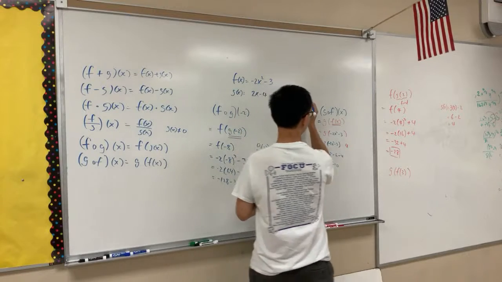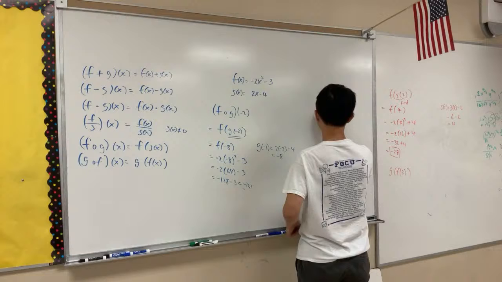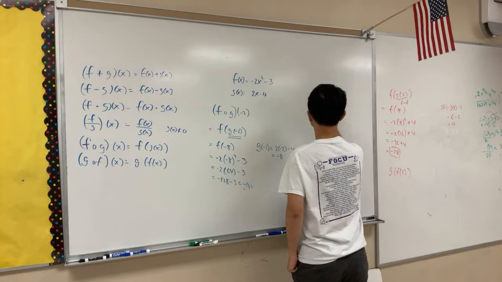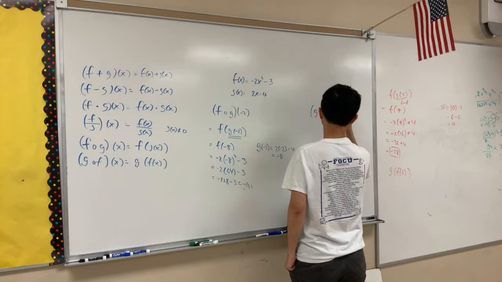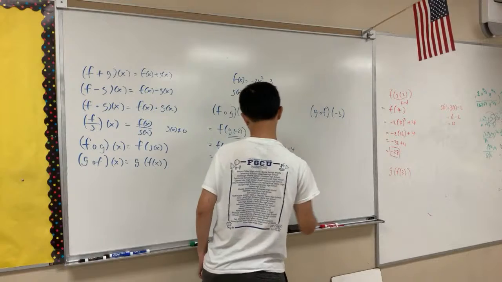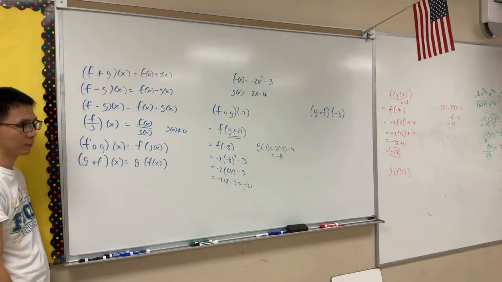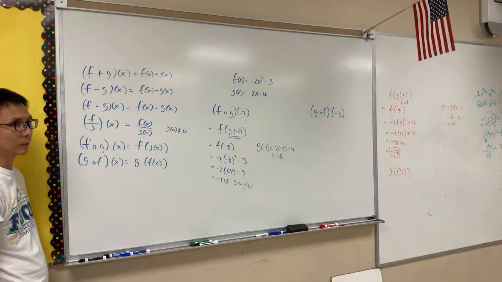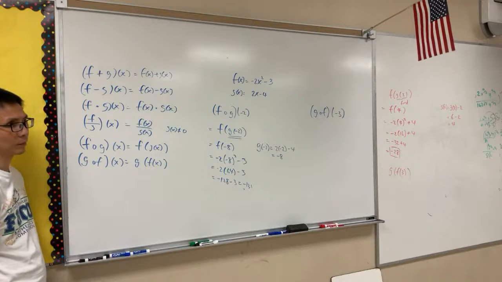So you're going to try one. It says f of g, no, sorry, g of f of -3. Hopefully you can get this really quickly.